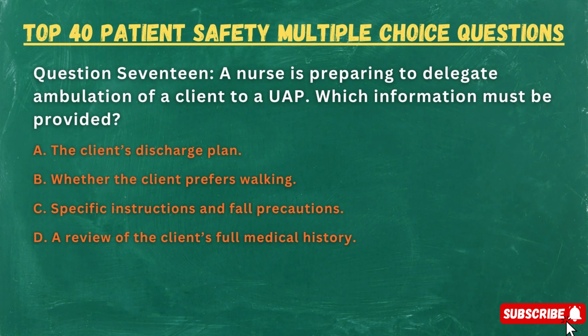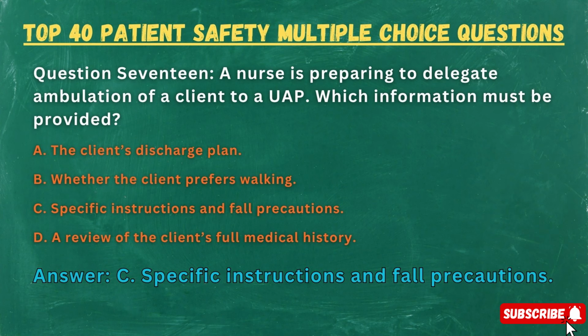Question 17. A nurse is preparing to delegate ambulation of a client to a UAP. Which information must be provided? A. The client's discharge plan. B. Whether the client prefers walking. C. Specific instructions and fall precautions. D. A review of the client's full medical history. Answer. C. Specific instructions and fall precautions.